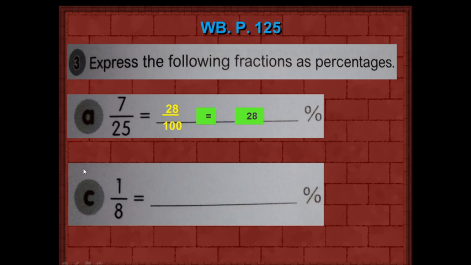Now part C, 3c, 1 over 8. Okay, 8 times what number equals 100? So what number should be multiplied by 8 to become 100? 8 times 12.5. So that means the numerator is also multiplied by 12.5. So the answer is 12.5 over 100 equals, yes, 12.5%. So the answer is 12.5%.